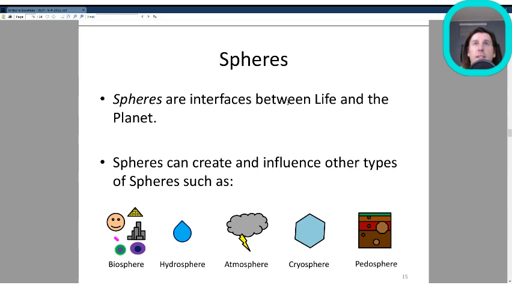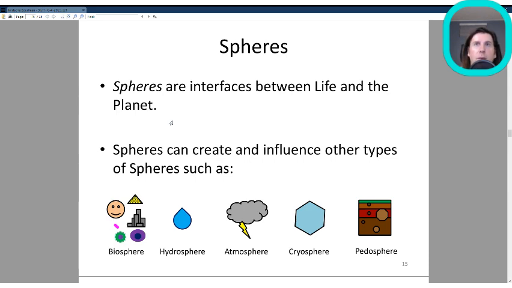So spheres are interfaces between life and the planet. Spheres can create and influence other types of spheres, such as the biosphere, the hydrosphere, the atmosphere. Things you've heard about before, but some you might not have heard about are the cryosphere, which has to do with ice, and the pedosphere, which has to do with soil and dirt. Think of a pedal, where your foot goes. That's the Greek root, so there are a lot of pedal words with the pedosphere.